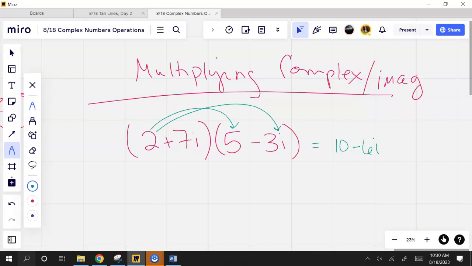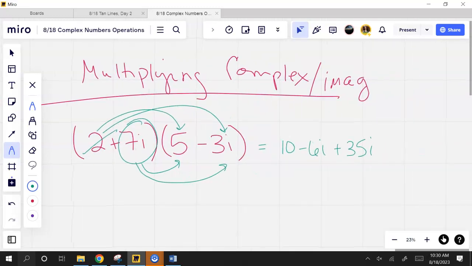There you go. Now the next one, so that's distributed to everybody. Now distribute the 7i. 7i times 5 is 35i. And then 7i times negative 3i. There you go. Now what happens with i squared? That's exactly right. Remember yesterday I told you if you ever see an i squared, drop the i squared and just change the sign of the number. I'm going to take this and change it to plus 21 and drop the i off.